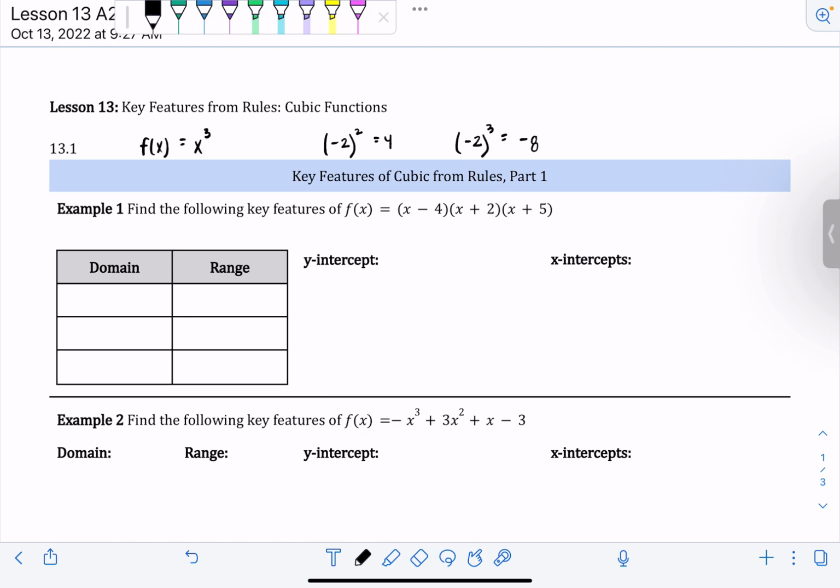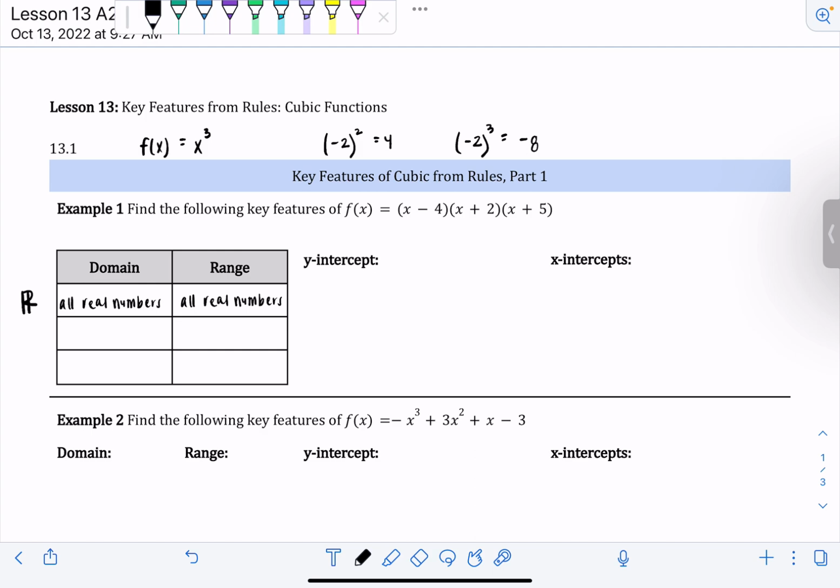For domain, written out in words, all real numbers. I did not leave myself enough space to write it out. And same thing for range. Range is all real numbers. A symbol that we use a lot to represent all real numbers is an R with an extra line through it. So a capital R with an extra line.